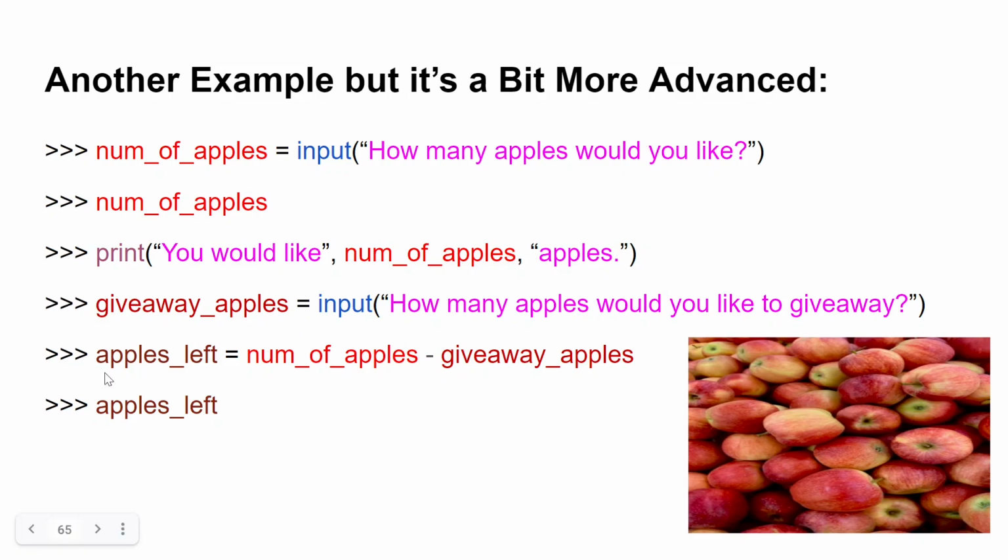And then we're making a new variable called apples left. So this will keep track of how many apples are left. So we're going to do number of apples minus giveaway apples. And then we're going to print out our new variable we've just made. So I'm going to try this out in the IDLE shell.